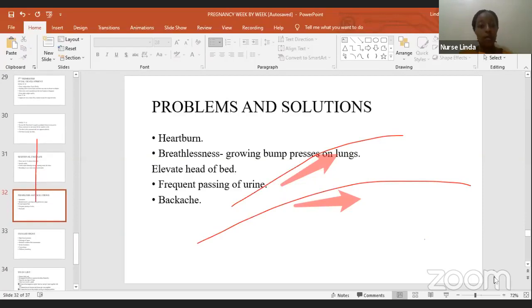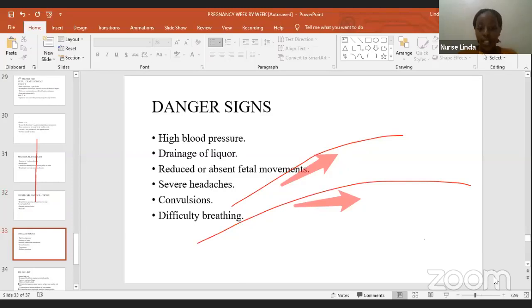The problems: there could be heartburn, there's the breathlessness that we have talked about, frequent passing of urine, and backache due to the relaxation of the back muscles. And the danger signs here are high blood pressure. Now, blood pressure needs to be monitored throughout pregnancy, and that is also the essence of attending the ANC clinics, because at every clinic, your blood pressure is measured.